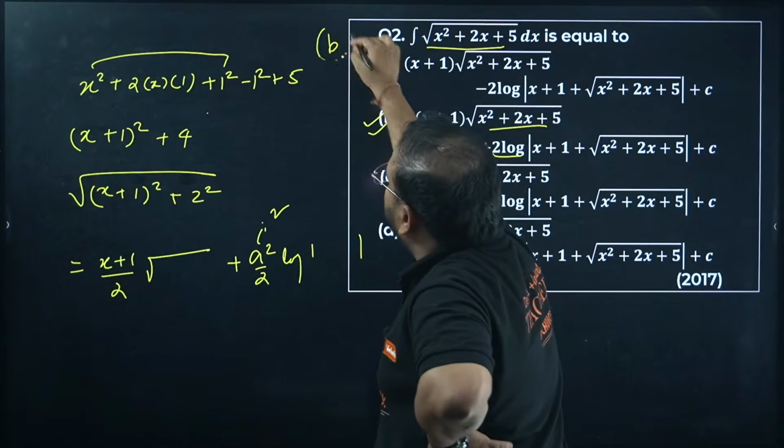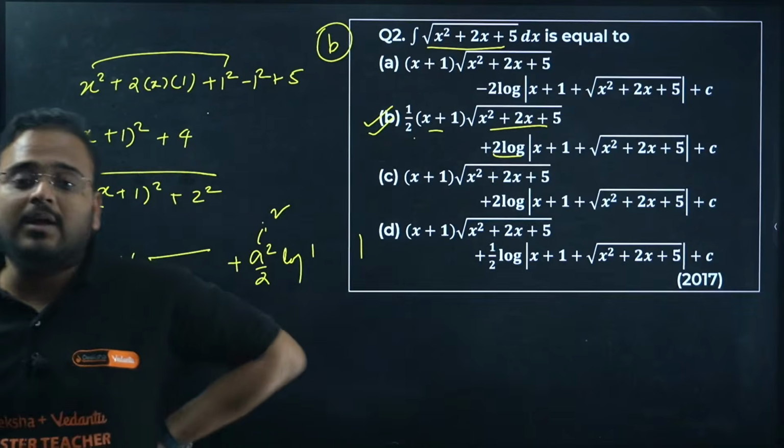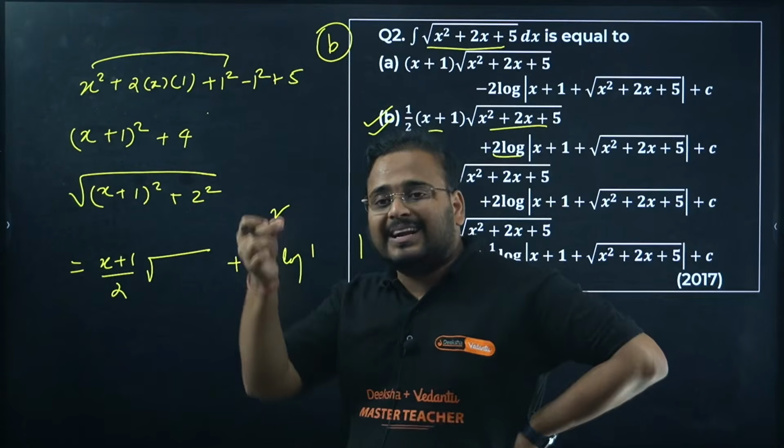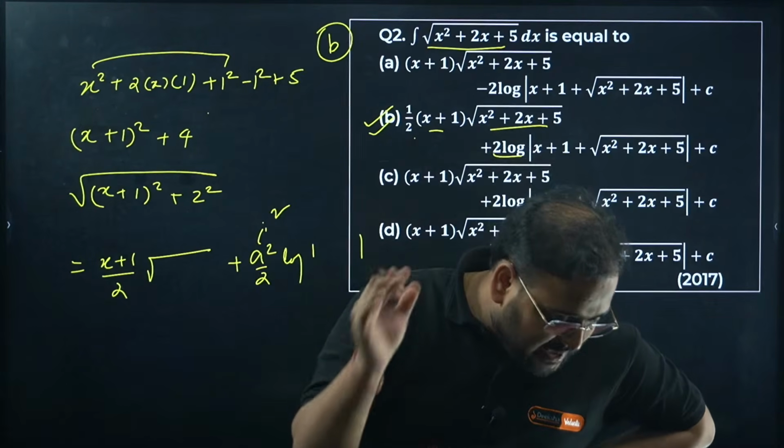Option B is correct. Now this is KCET, so we have to be a little quicker in our approach, a little smarter in our approach. We don't have to solve the entire result to get the answer. Make sense?